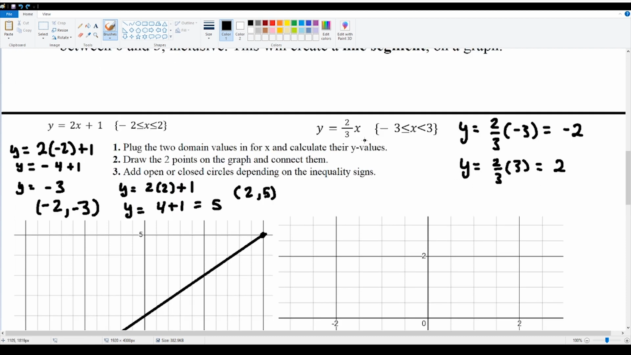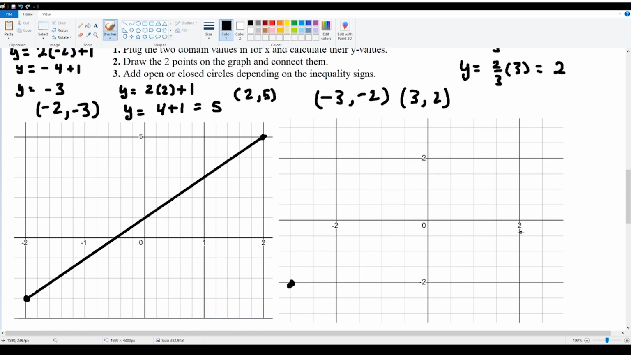Since our second example doesn't have a y-intercept, we just need to plug our two domain values into the equation and multiply them by the slope of 2/3. This will give us y values of -2 and +2, meaning that our two coordinates for this point will be -3, -2, and +3, +2. So our 2 points are down here and up here. They're a little bit off of the grid here as well, but they will connect.